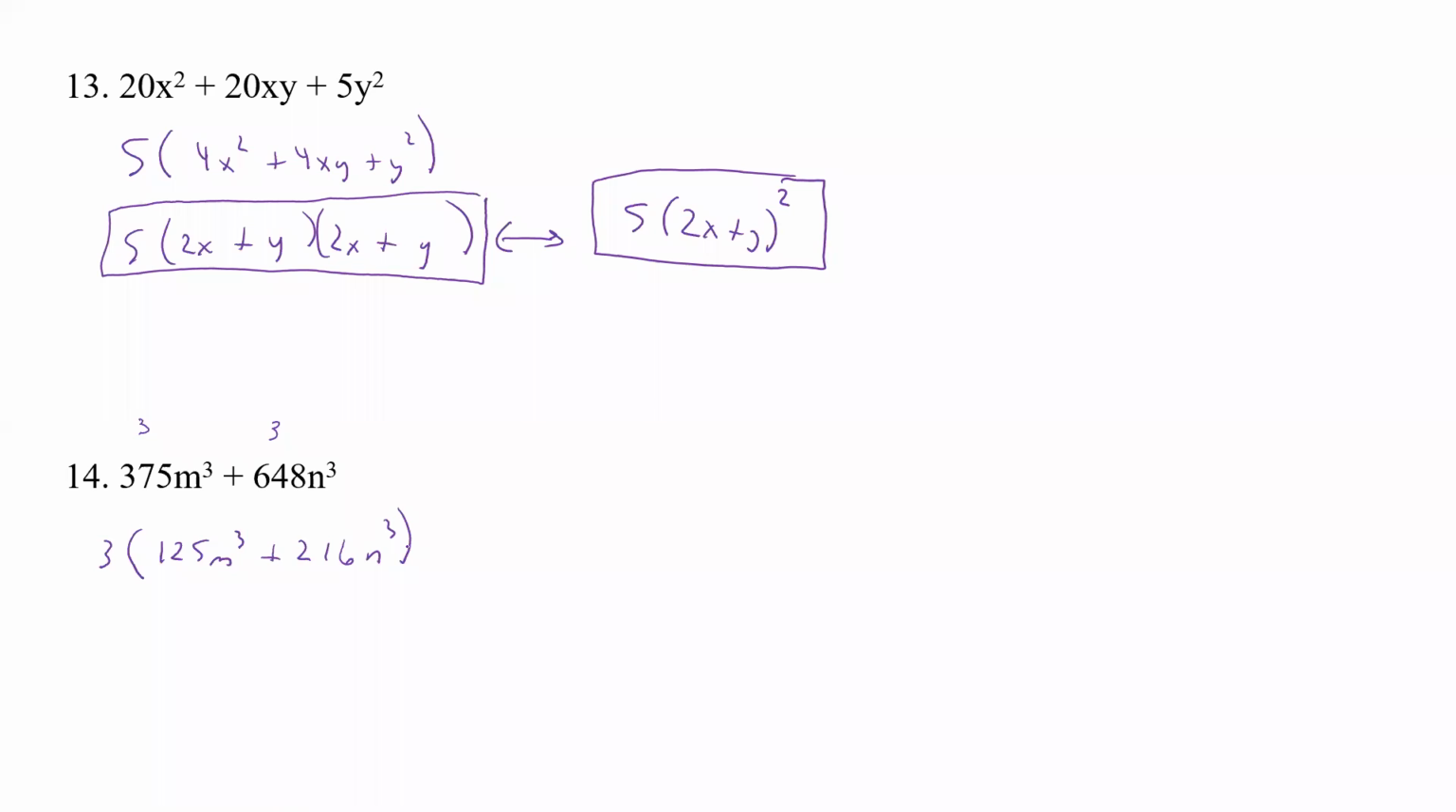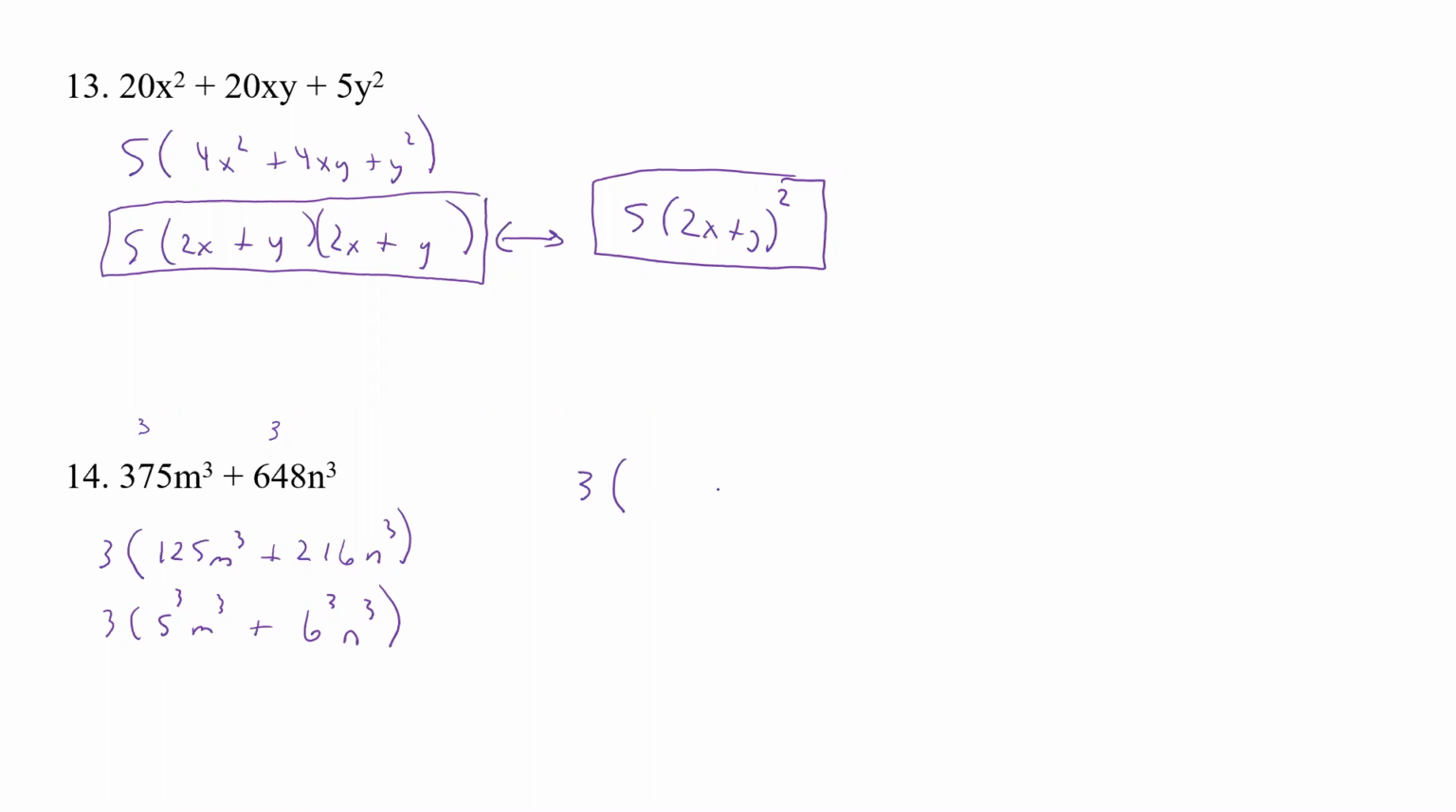Okay. Well, 125, that's easy. We know that one. That's 5 to the third, m to the third. And the next bigger one after that, that's going to be 6 cubed, n cubed. So now I've got the sum of 2 cubes. Okay, so we can use our formula.